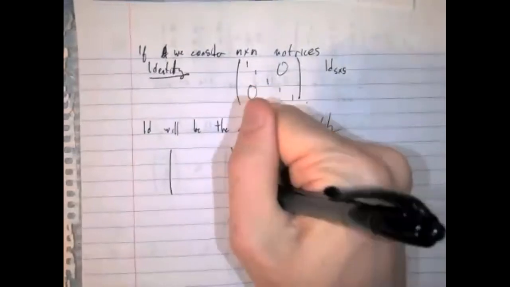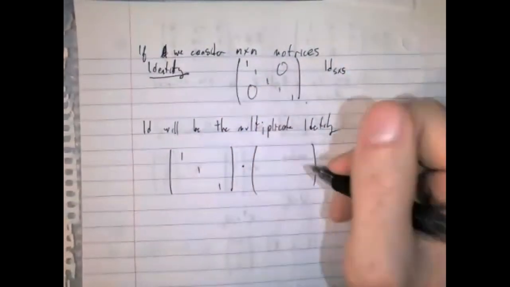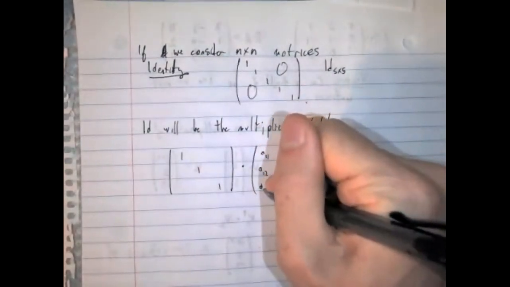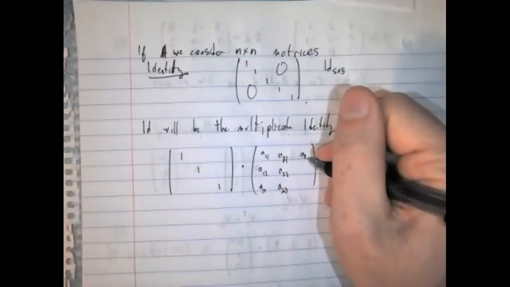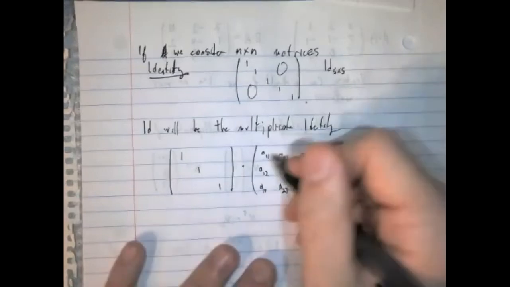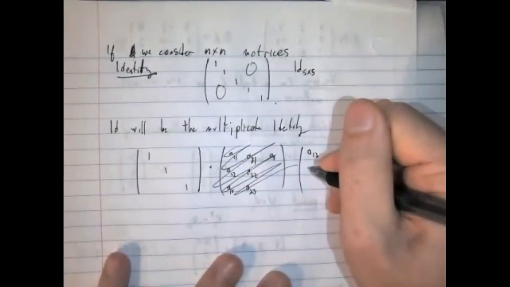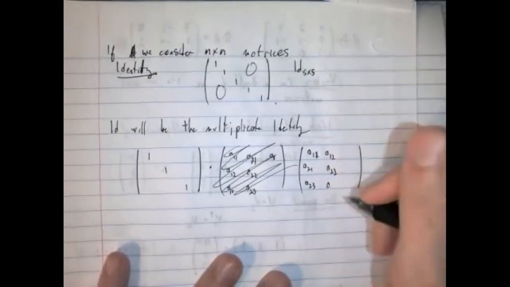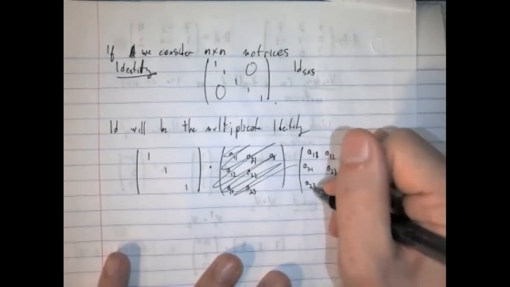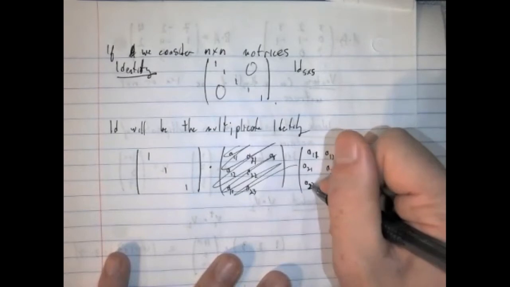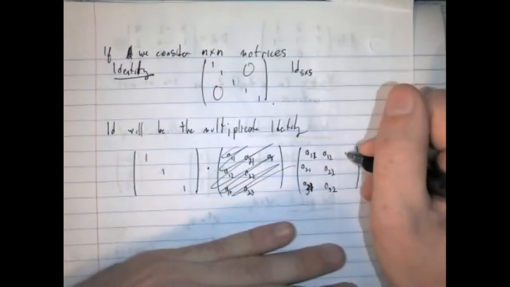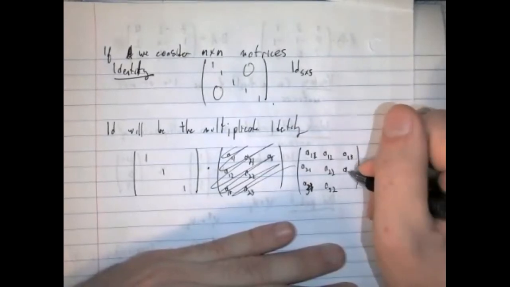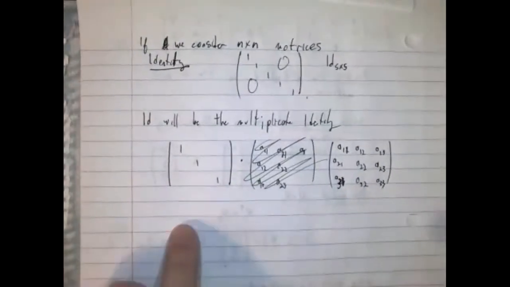So why don't you compute for me the multiplication of this matrix with A11, A21, A31, A12, A22, A32, and then A13, A23, and A33. I keep doing this backwards. I'm so sorry. It is a disaster what I'm doing here. What is the product of these two matrices?